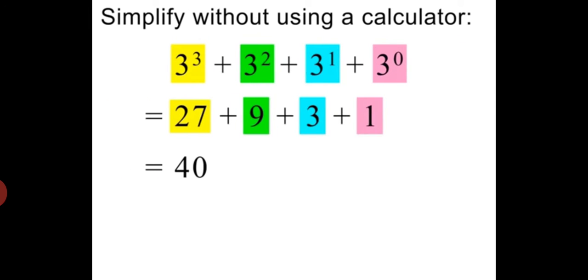Now here is a simplification. 3 cube plus 3 square plus 3 to the power 1 plus 3 to the power 0. 3 cube means 3 into 3 into 3, that means 27. 3 square means 3 into 3, that means 9. 3 to the power 1 means 3 itself, and 3 to the power 0 means 1. Now adding this, we have got the result 40.